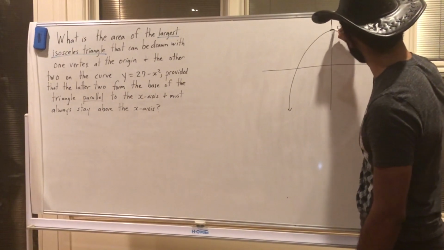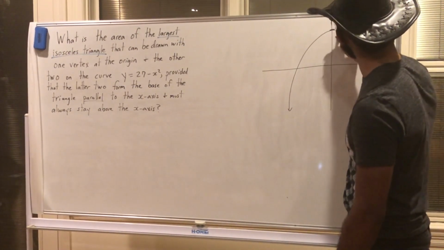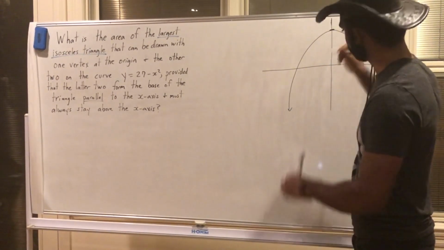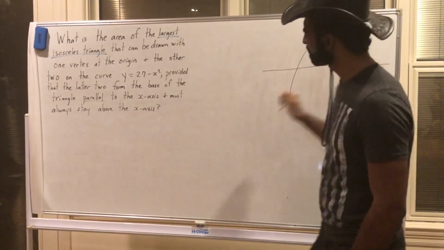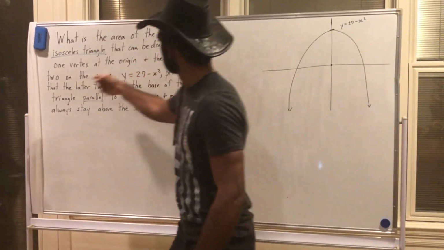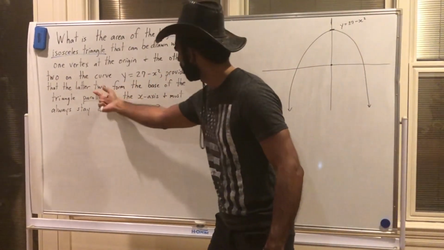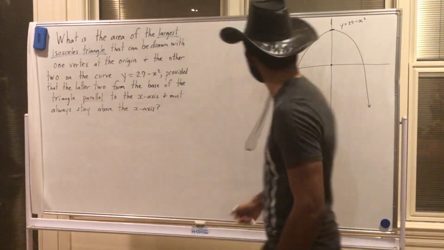It goes like so. I'm just going to write it: y equals 27 minus x squared. And now for my triangle, I've got one vertex at the origin. The other two are on this curve, but they're on the curve in such a way that those two form the base of the triangle parallel to the x-axis.